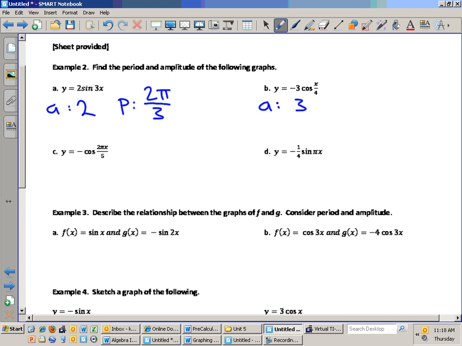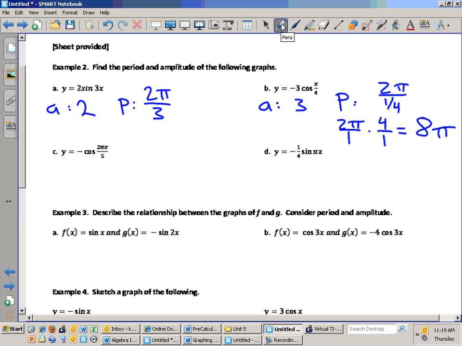In order to find the period, I take 2 pi and I divide it by the number that's multiplying x. What number is multiplying x? 1/4. So 2 pi divided by 1/4. I don't divide fractions, I multiply by reciprocals. So that would be 2 pi over 1 times 4 over 1, which is 8 pi is the period. So this graph, instead of repeating itself every 360 degrees, it repeats itself every 1,440 degrees, which is 8 pi. So it's stretched out a lot longer.